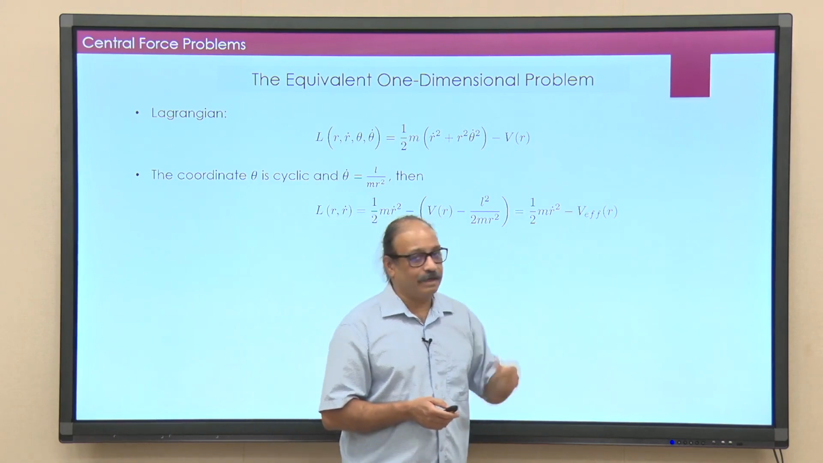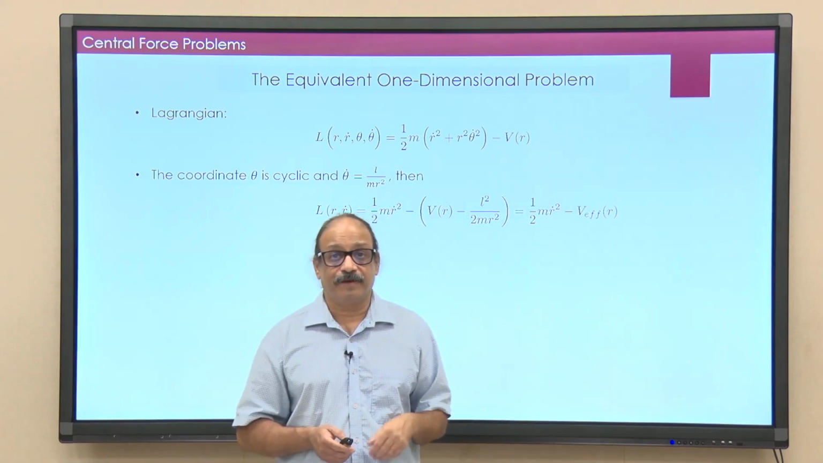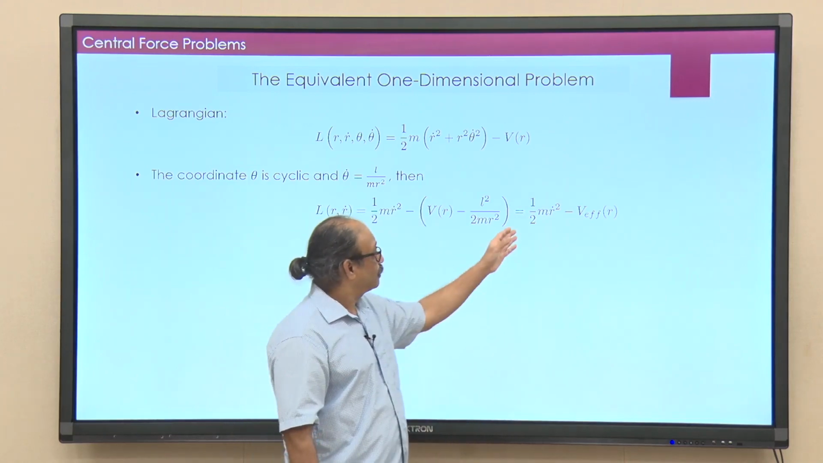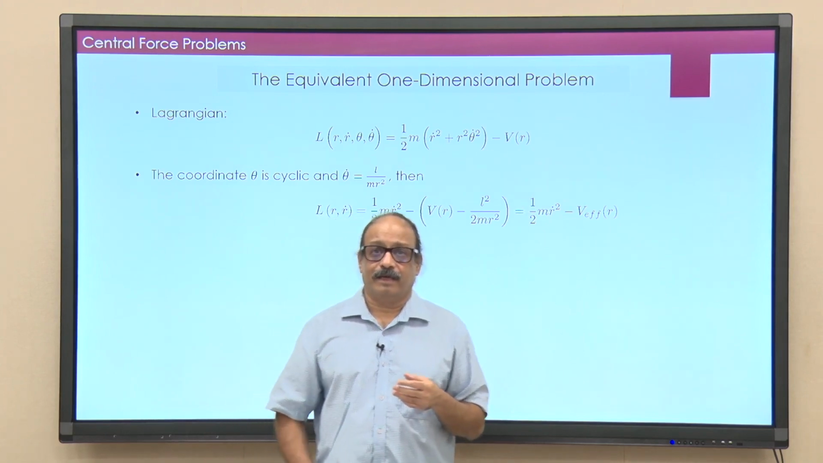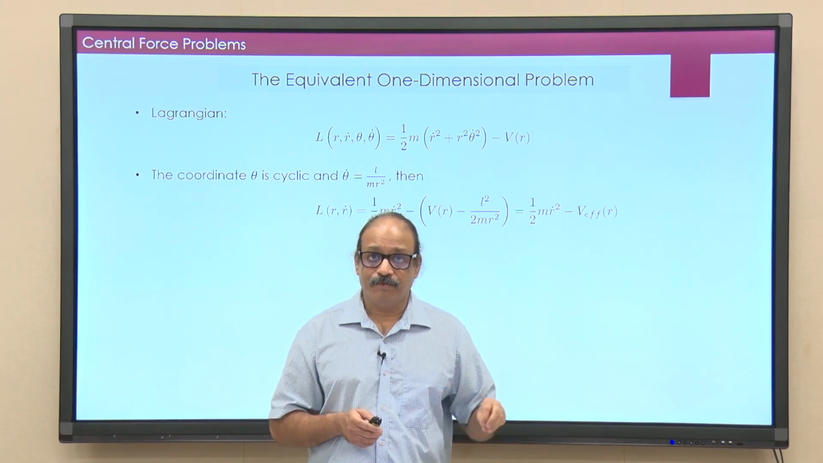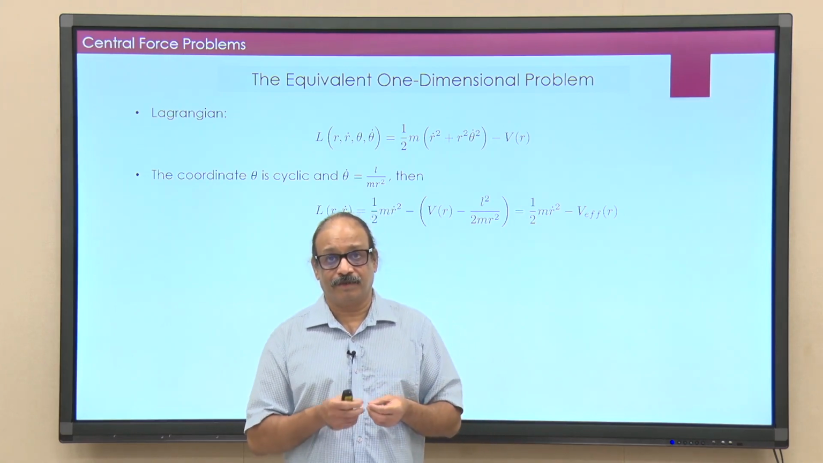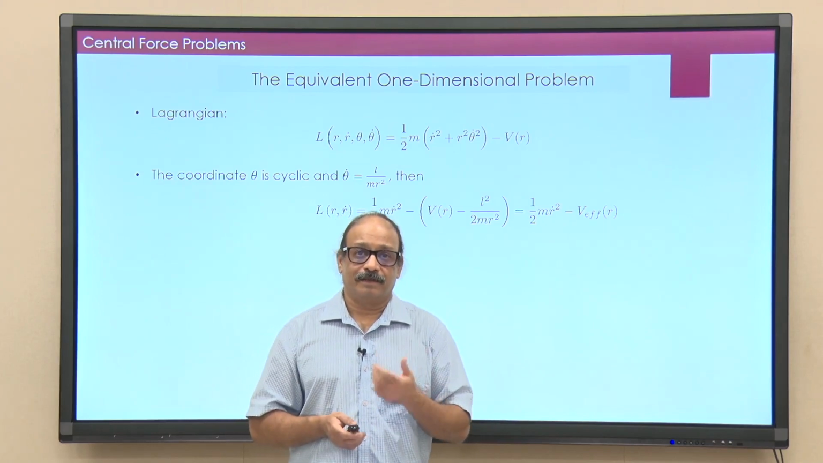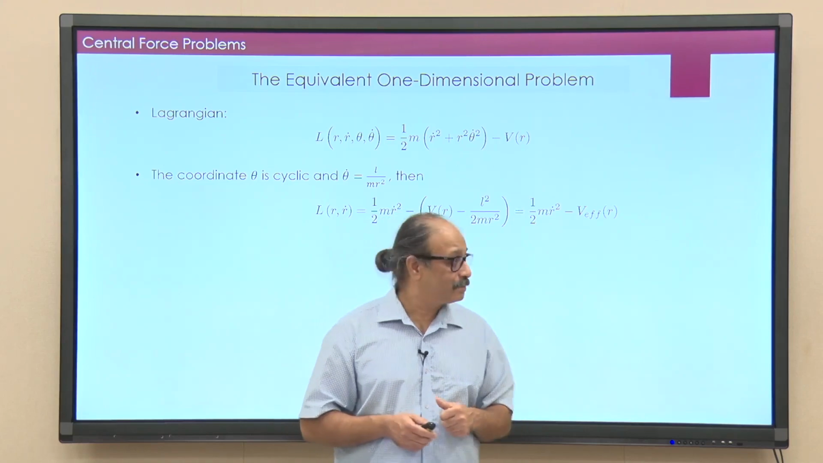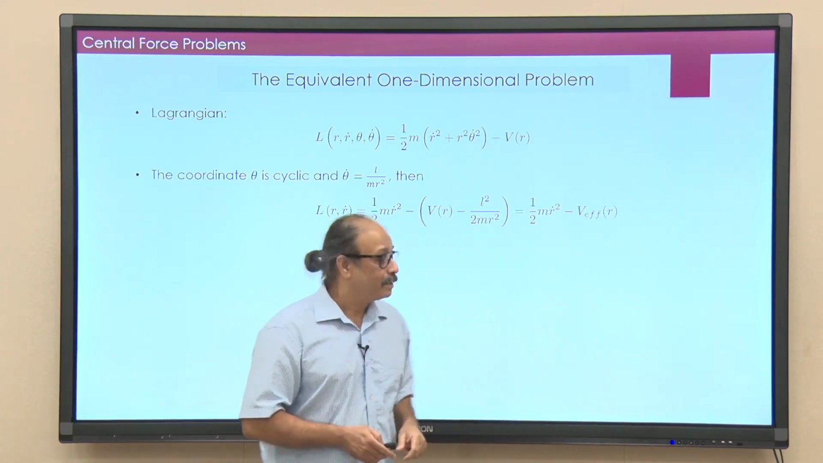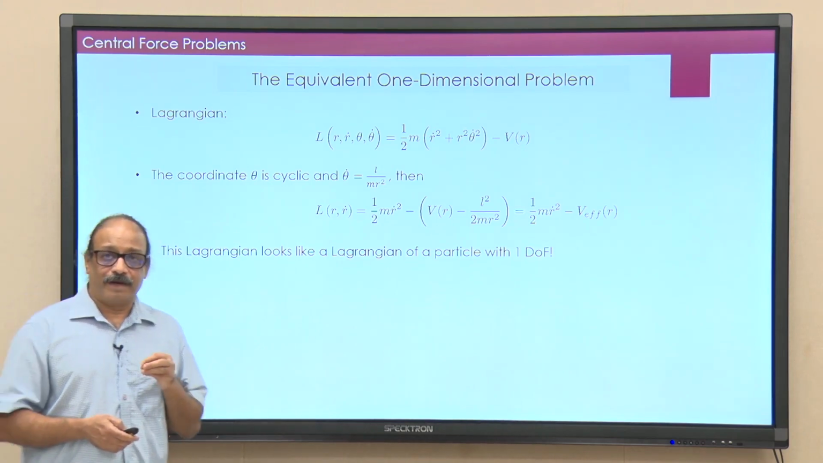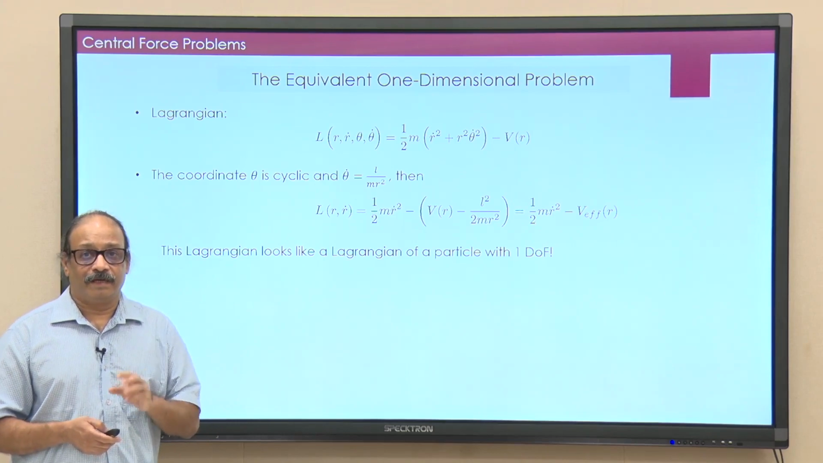I will call it a new function called the effective potential. So, this is the effective potential of r. But then look at this Lagrangian. This Lagrangian looks exactly like a Lagrangian of a particle moving in one dimension. If it was moving along the x axis, the Lagrangian would be half m x dot square minus some potential of x, and that is exactly what this looks like. So, effectively this problem reduces to a problem of a particle having 1 degree of freedom.